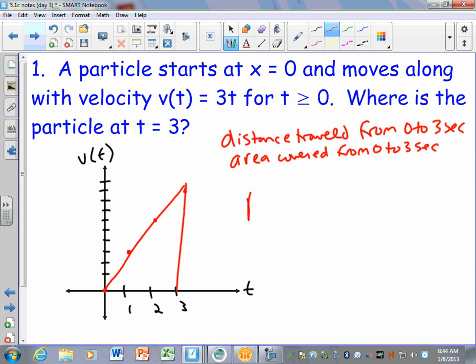So my area here, how do I find the area of a triangle? 1/2 base times height. And this one, what is my base here? 3. And what is my height at 3 seconds? How tall am I up here? 9.